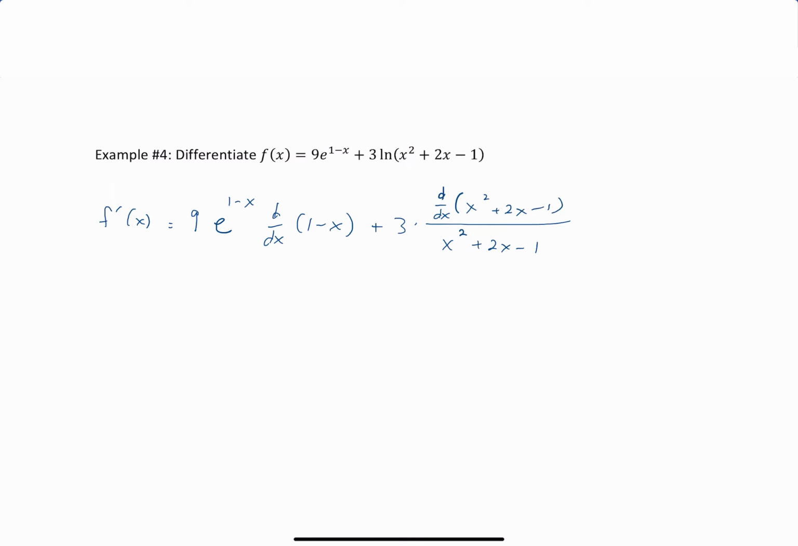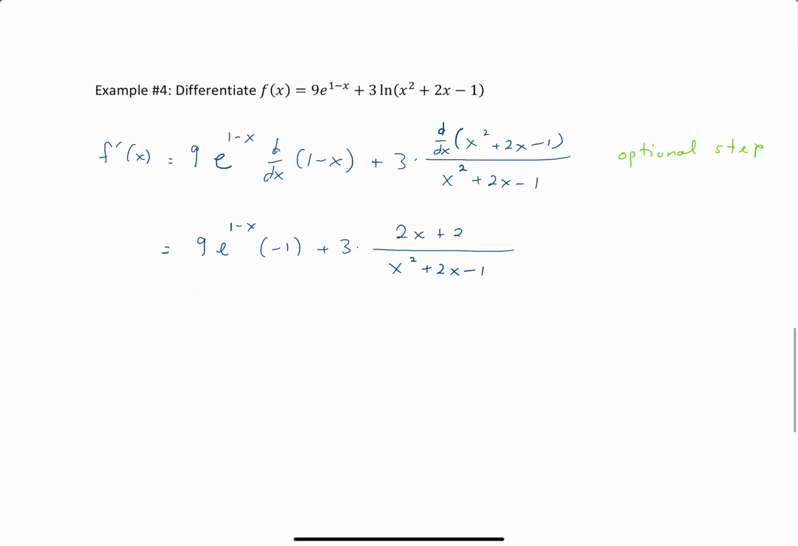And again, this is an optional step. If you're comfortable just going right to 9 e to the 1 minus x times negative 1, and then we have plus 3 times, on top, we'll have a 2x plus 2, and down below we'll have an x squared plus 2x minus 1. So our simplified answer would be minus 9 e to the 1 minus x plus 3 times 2x plus 2 over x squared plus 2x minus 1.